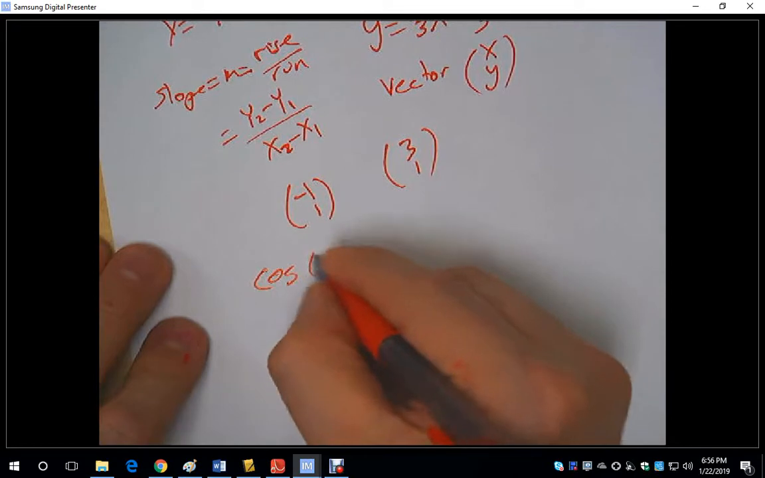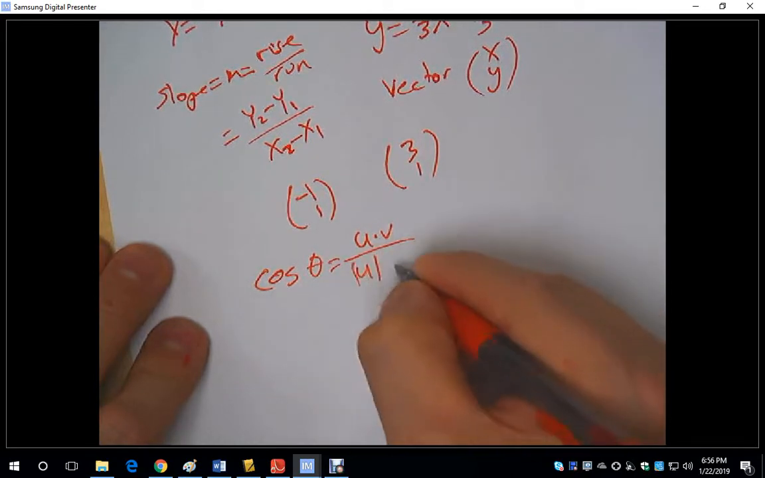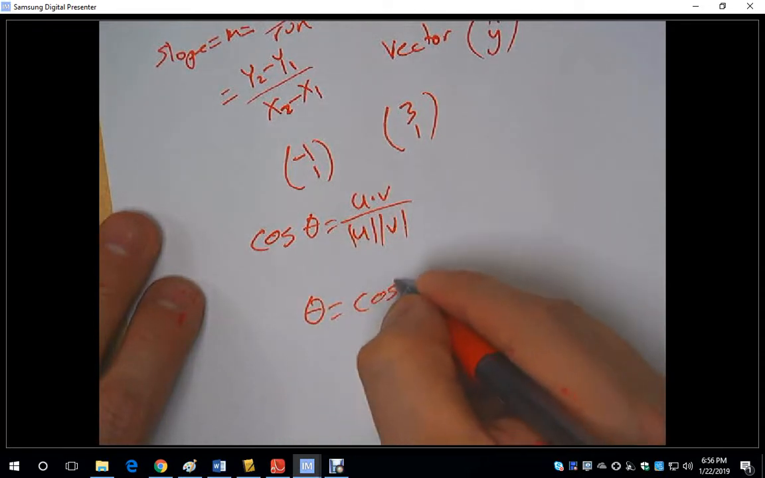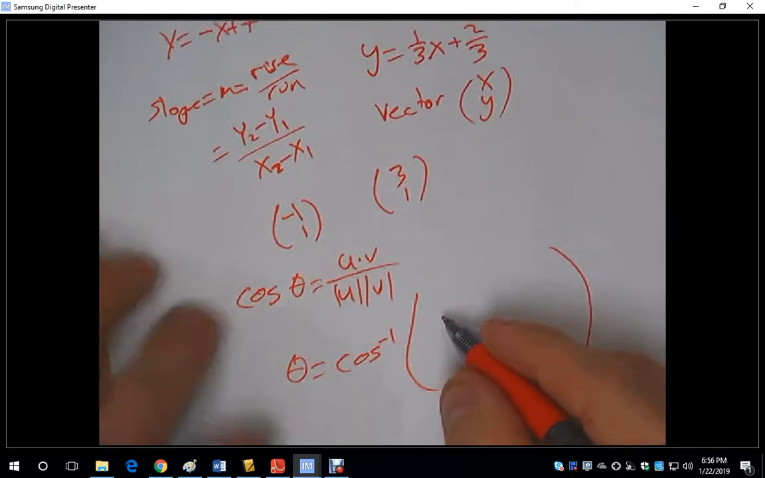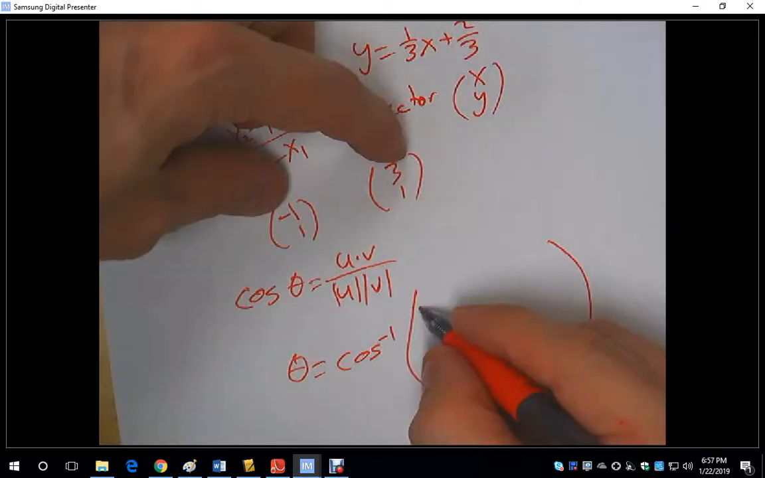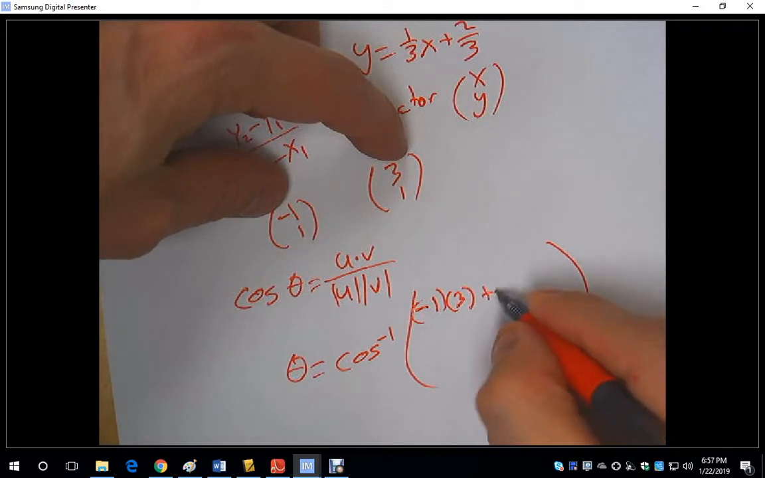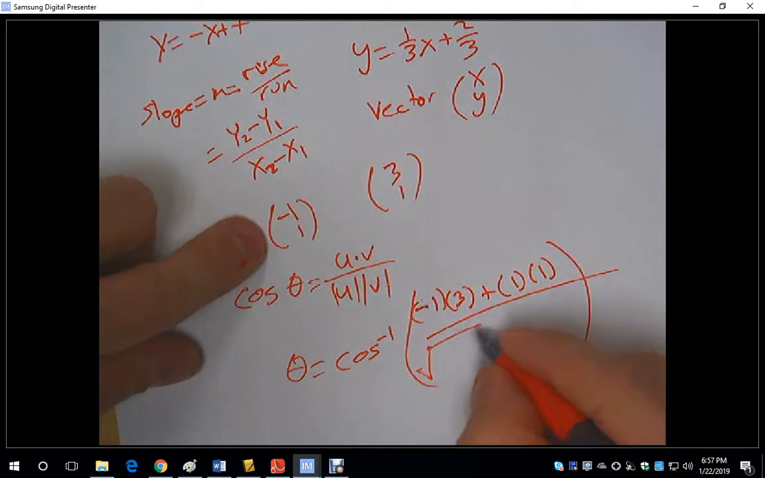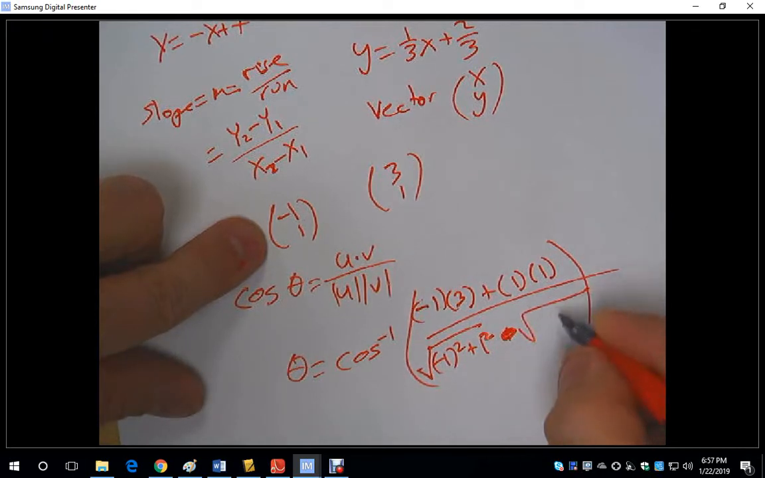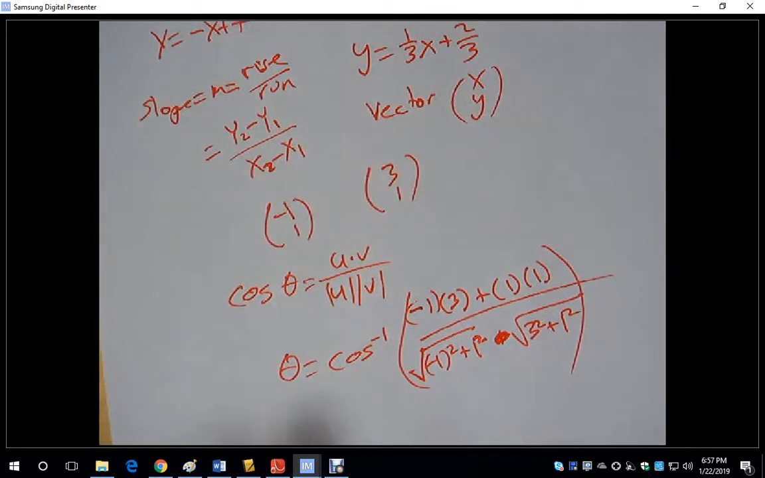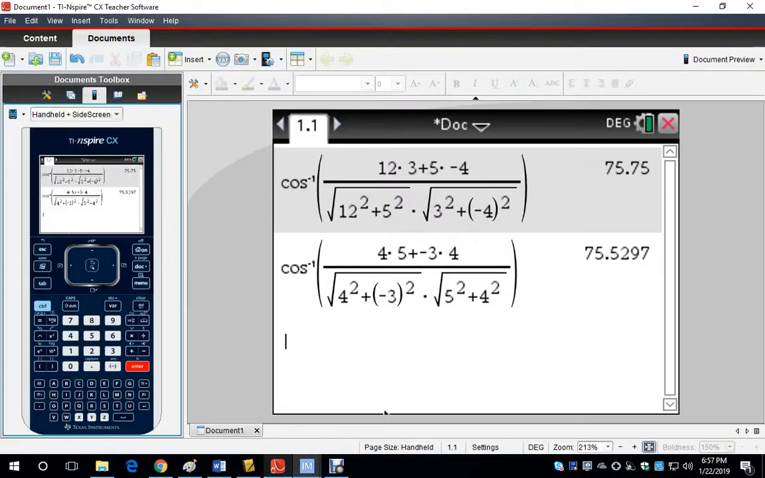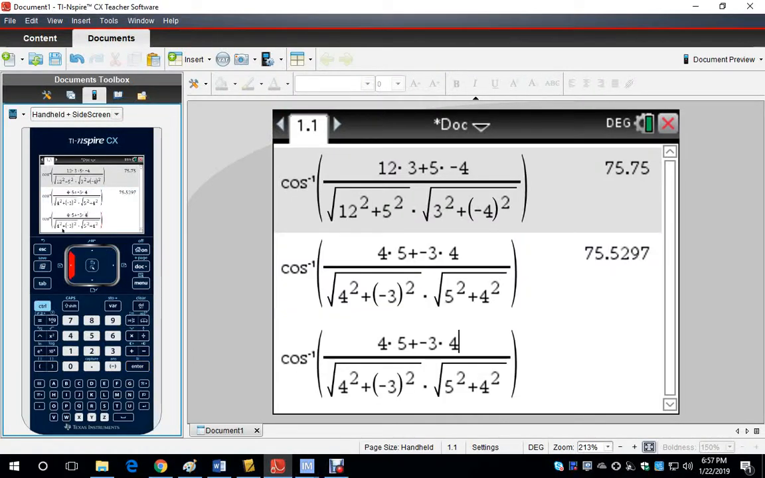And if we're trying to find the angle between these two equations, then we're going to use our cosine theta equals u dot v over the magnitude of u times the magnitude of v. Take the inverse of cosine, so theta equals the inverse of cosine of u dot v over the magnitudes. Well, u dot v is going to be negative 1 times 3 plus 1 times 1 all over the magnitude of our first vector, so that would be the square root of negative 1 squared plus 1 squared, times the square root of 3 squared plus 1 squared. I'm going to throw that all into my calculator. Oops, wrong button. Here we go.